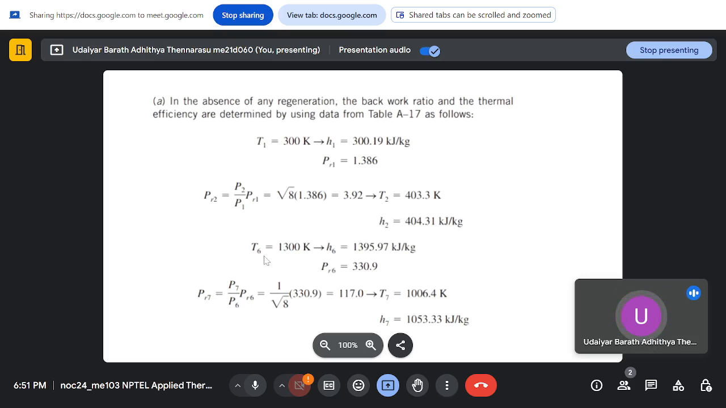And similarly, your inlet to turbine is known: T6 is 1300 Kelvin, and the corresponding enthalpy is 1395.97 kilojoule per kg. So your enthalpy out is 1053.33 kilojoule per kg, and temperature is 1006.4 Kelvin.